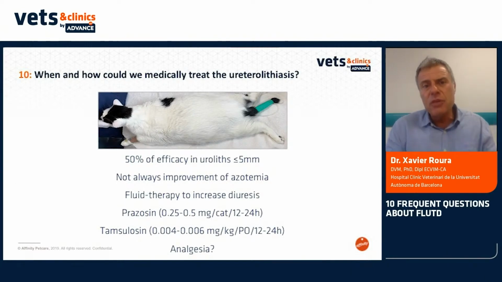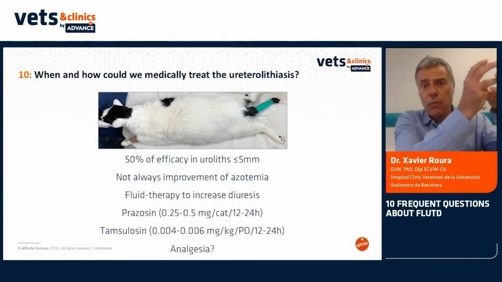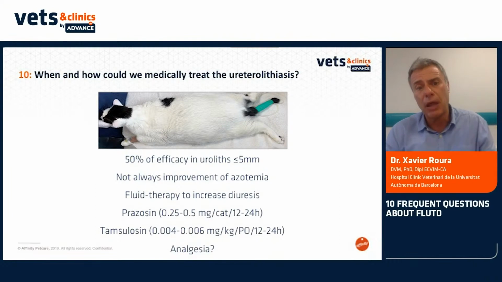So the medical treatment in general is useful, but only in one of every two cats with obstruction, where the urolith is less than 5 millimeters; in those we can obtain a successful medical treatment. But we always need to try medical treatment before using more invasive and expensive techniques in order to descend this urolith from the urethra to the bladder.